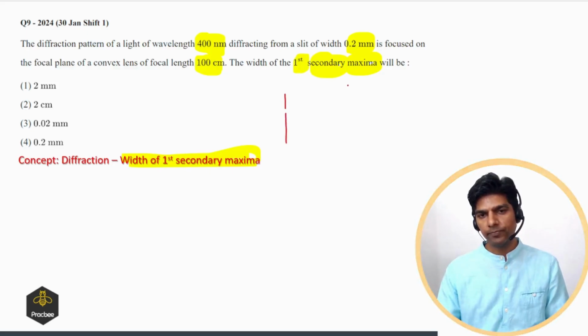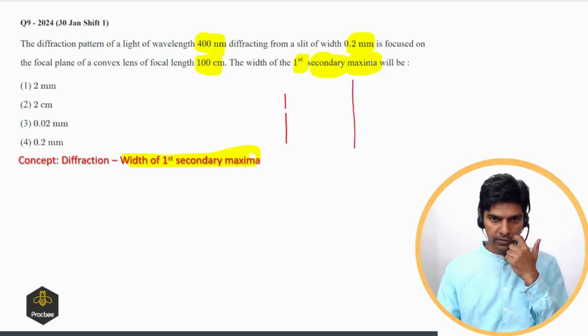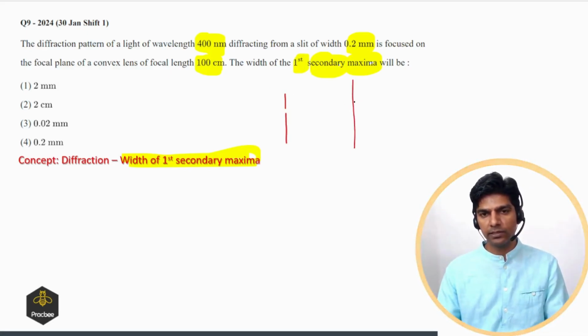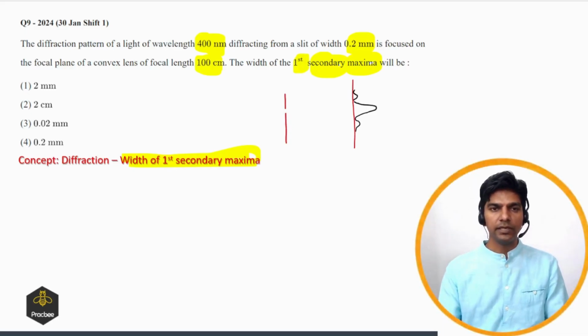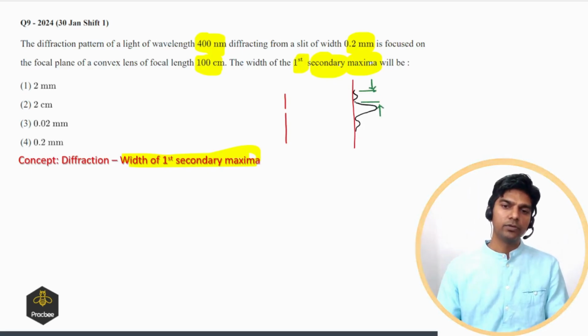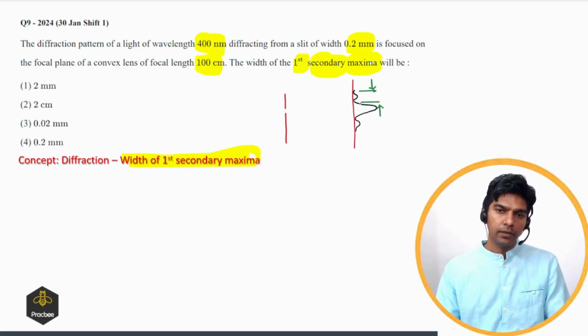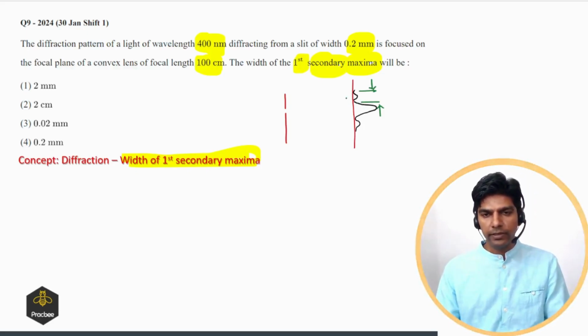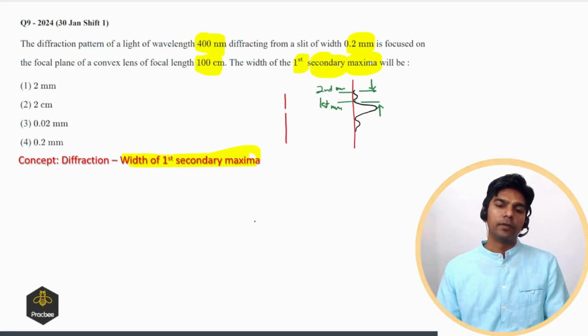So this is the single slit and this is the screen. And on the screen, if I show the intensity variation, let us say this is the intensity variation. So basically they are asking about this width, that is the width of the first secondary maxima. And how can we find that? It is also the linear separation between the first minima and the second minima, right?